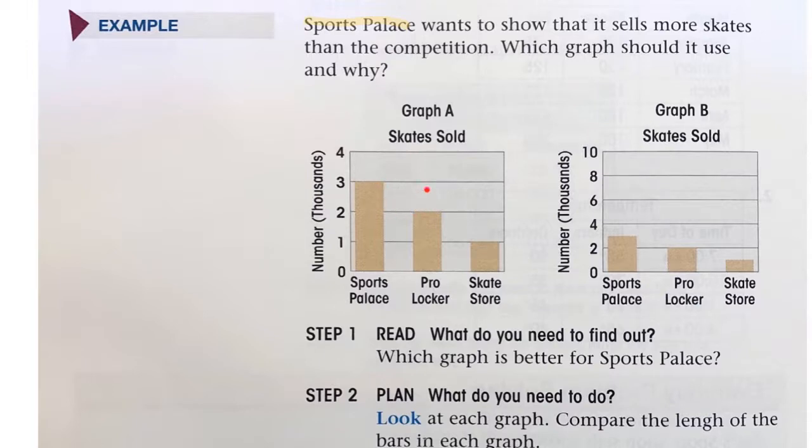And then we have the difference in size between these two looking much more dramatic. This is only a very small amount of space in relation to the other lines because the interval is in 2s and the thing goes all the way up to 10. So this line is much longer than this line, and the difference between Pro Locker and Sports Palace looks bigger as compared to this one because the interval here is 1 whole difference. Here the intervals are 2, so you're looking at just half the line.